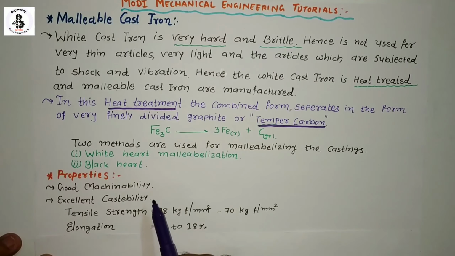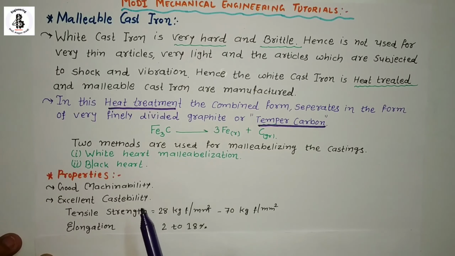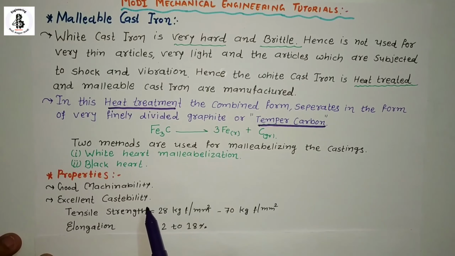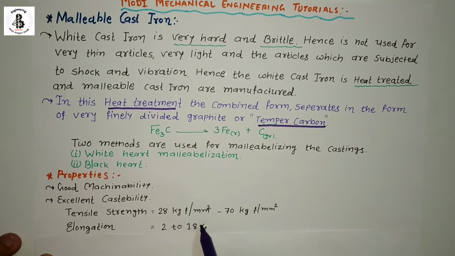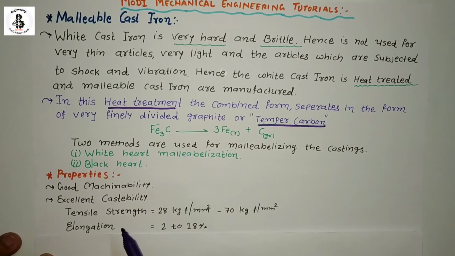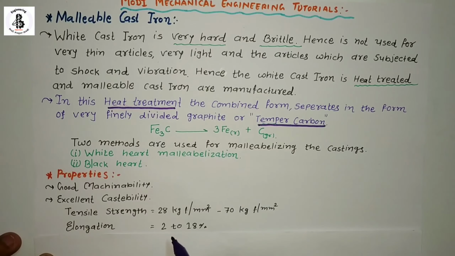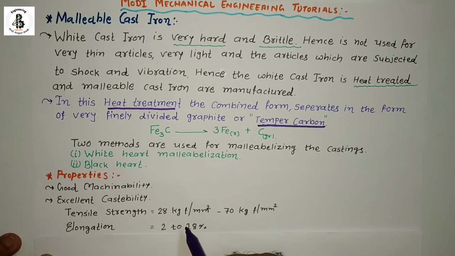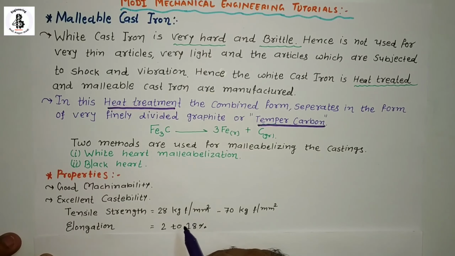Such malleable cast irons have good machinability, excellent castability, and a good tensile strength of around 28 kgf per mm square to 70 kgf per mm square. Due to that good malleability, they have an elongation capacity of 2% to 18%. Such properties are present in malleable cast irons, so they have wide applications in the field of mechanical engineering.